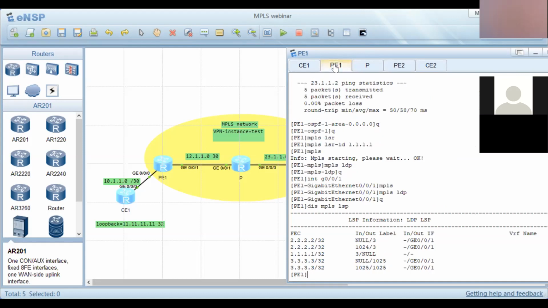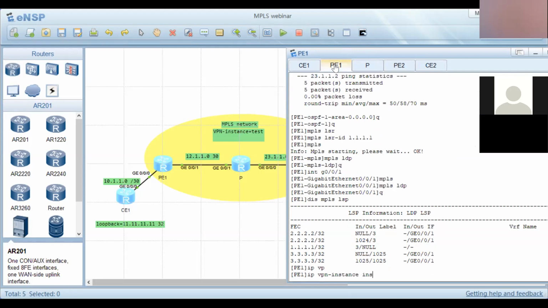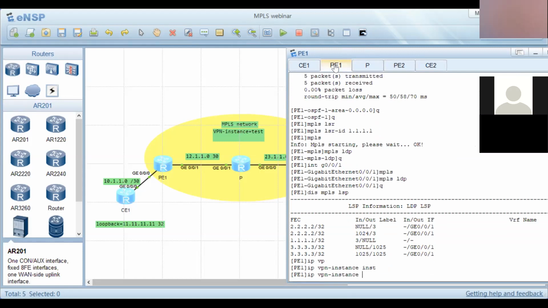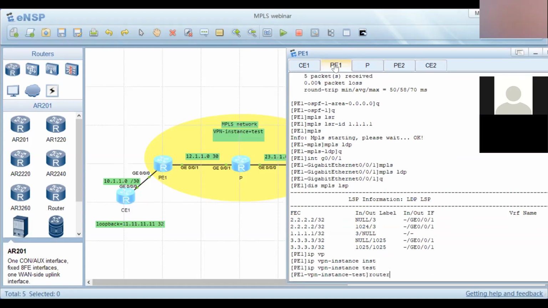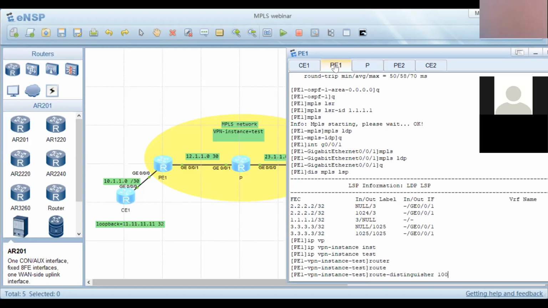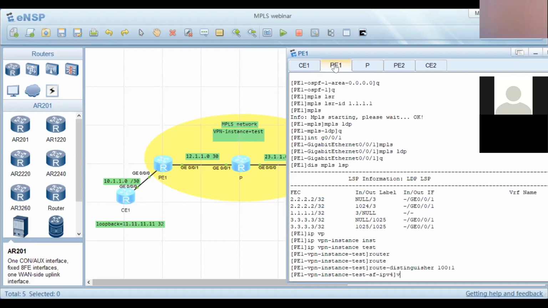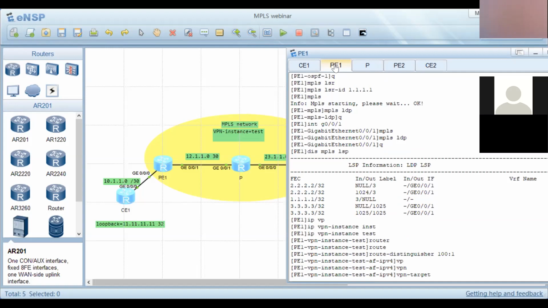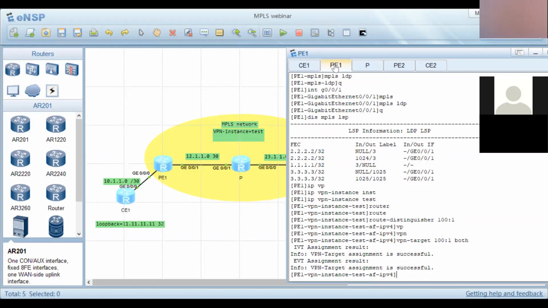We have to proceed on creating the VPN instance like this, IP VPN instance. The name maybe as it is, let's call it test. And we'll configure a route distinguisher 101. This is to distinguish where it is going, and we will configure the route target using the VPN target command. Both. So we will do in both export community and import community.